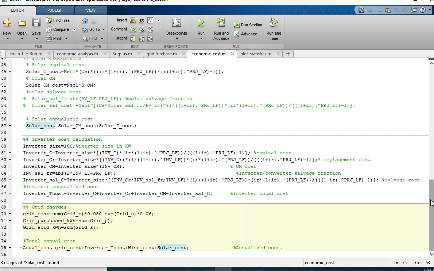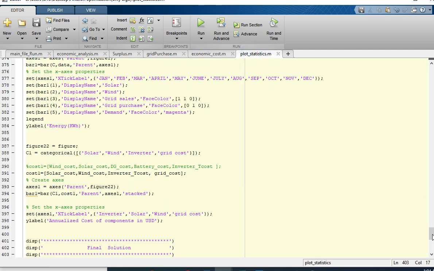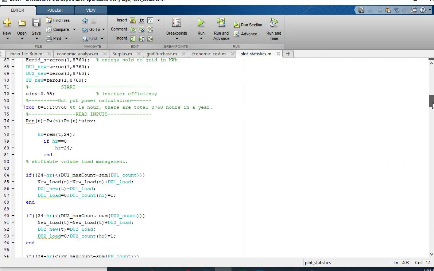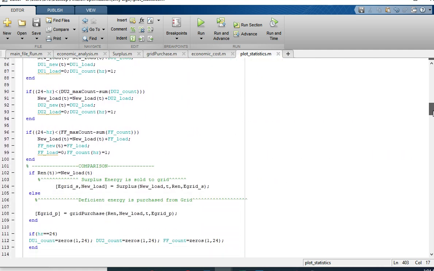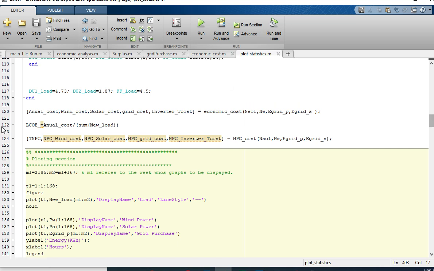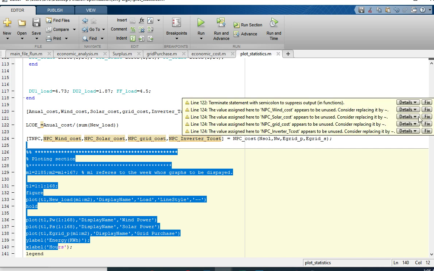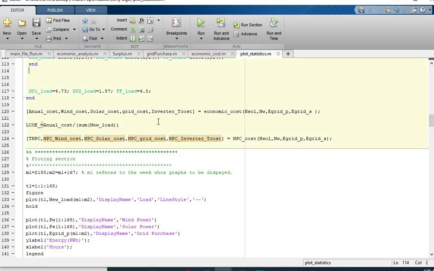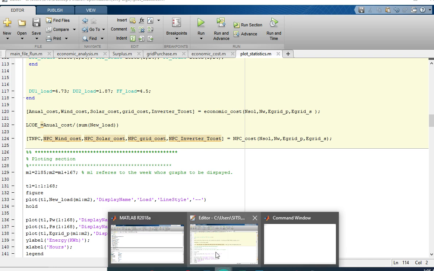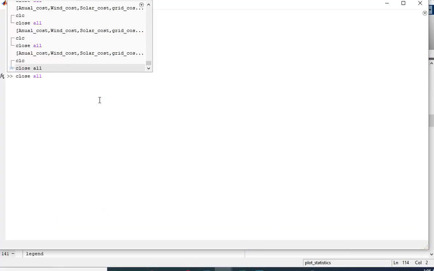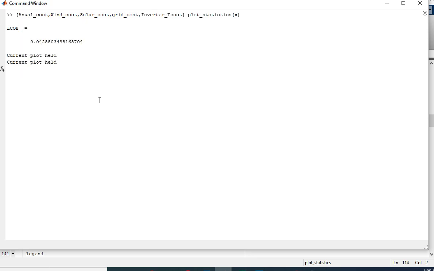So going toward the results, here is another file, plot statistic. It is the same file as the economic analysis file in the first section, because we have to do plotting. This is just used for some plotting functions up to this point, and after this point some plots and figures and some results are displayed using this file. So let's see the results. Let me run this one.